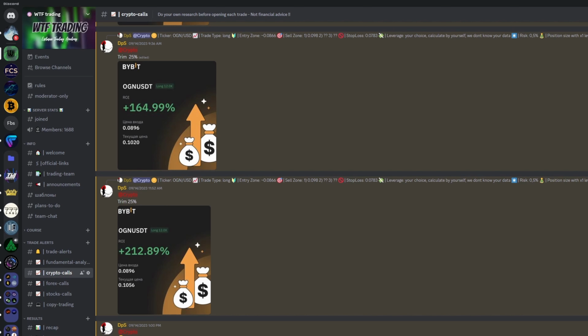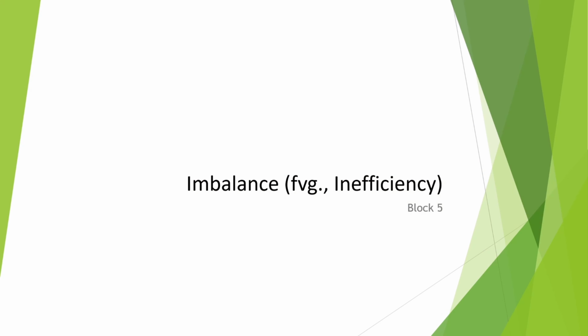Today we're gonna talk about imbalance, or fair value gap, and inefficiency. This is the fifth block of our course. Now, let's talk about it.